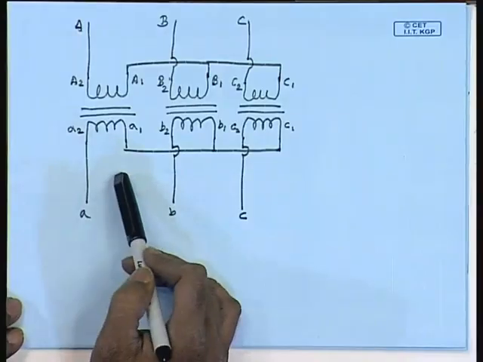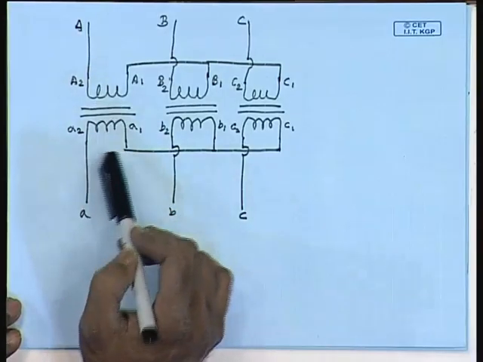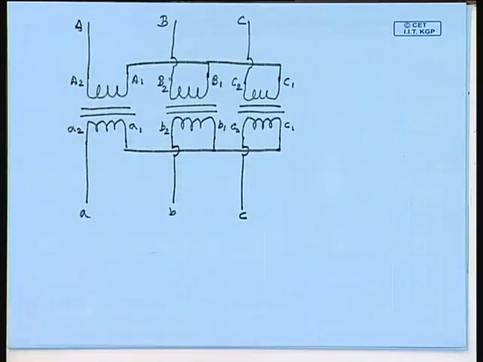This is also true if both sides are delta connected. However, this situation will change if, for example, one side is star connected and the other side is delta connected. Let us see what will be the corresponding conversion ratios.